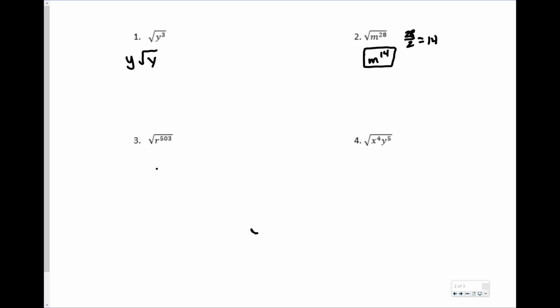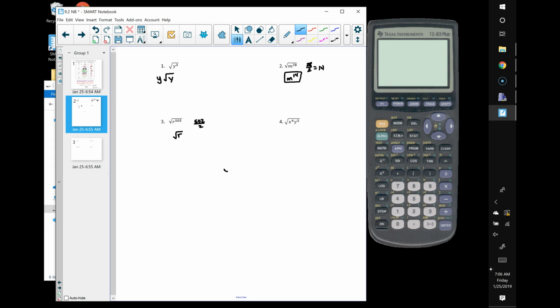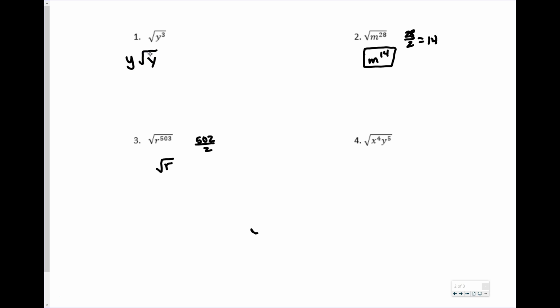This is an odd exponent. I'm going to take away 1, put that r under there. That leaves me with 502. I've got to divide that by 2. I don't know what that is off the top of my head, so I'm going to my trusty calculator here. 502 divided by 2. Oops. 251. So my new exponent, this is going to be r to the 251, square root r.